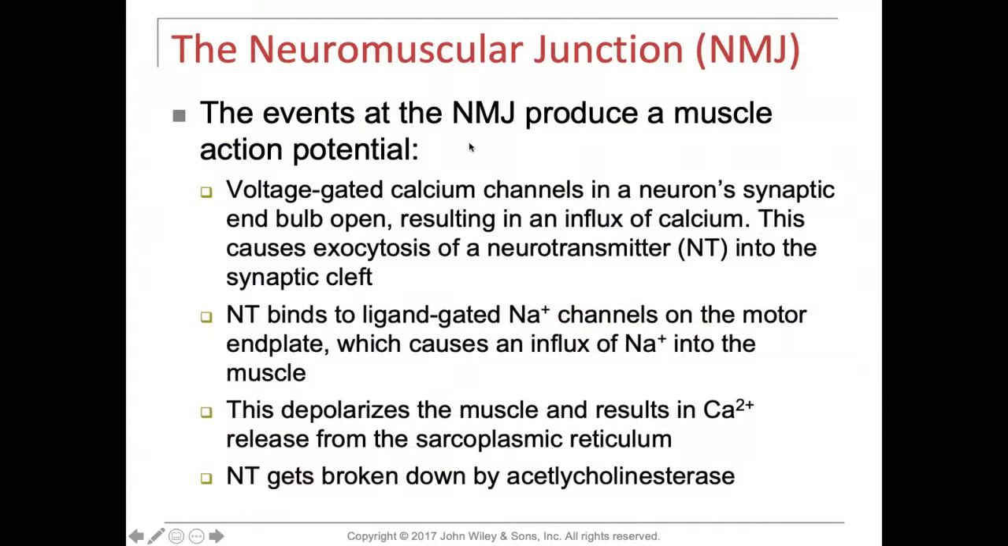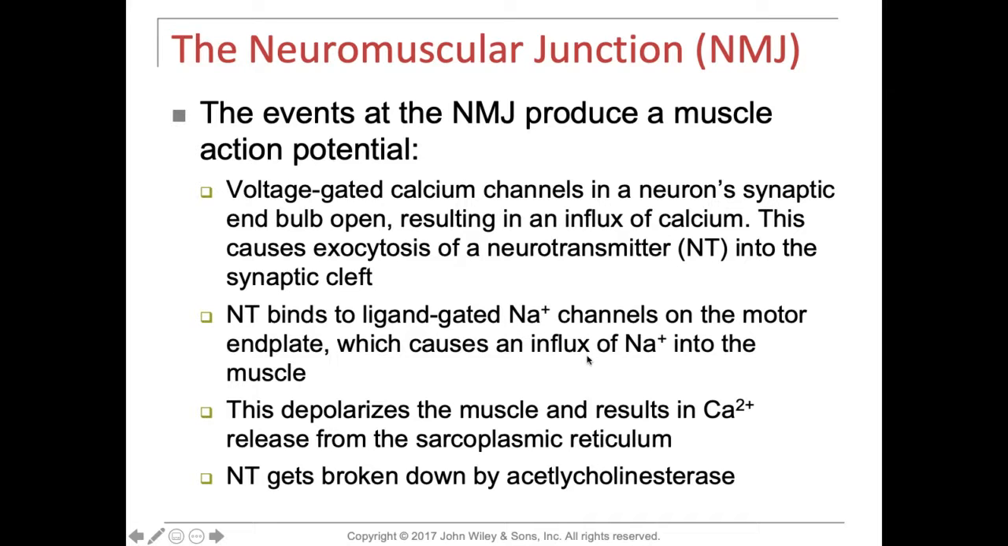Okay? Now, what events can take place at the neuromuscular junction that produce the action potential? Well, these are the things that we've already discussed, which is just review. These are the key steps that we mentioned. We said that calcium channels in the synaptic end bulb open, so you get this influx of calcium. That influx of calcium causes exocytosis of the neurotransmitter called acetylcholine to be released in the synaptic cleft. Then that acetylcholine is going to bind to the sodium channel that's on that motor end plate.